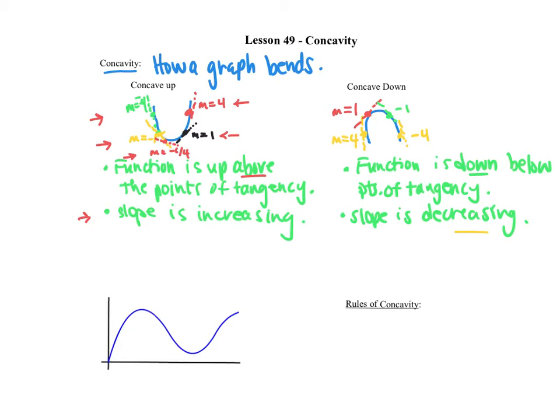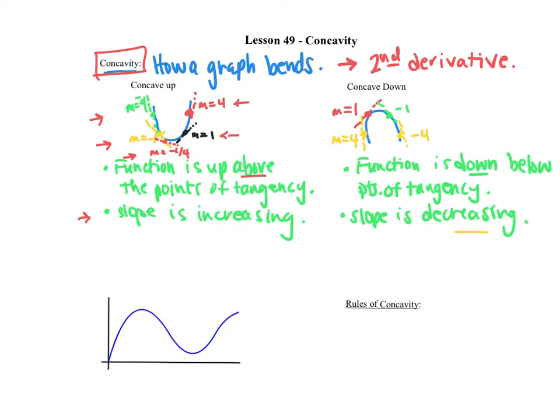So concavity is how a function bends, and very important in calculus in order to find the concavity, so to determine if it's concave up or concave down, what we're going to do is we're going to take the second derivative. So the second derivative is always going to determine our concavity, if it's concave up or concave down.